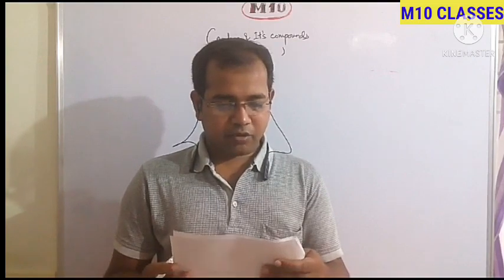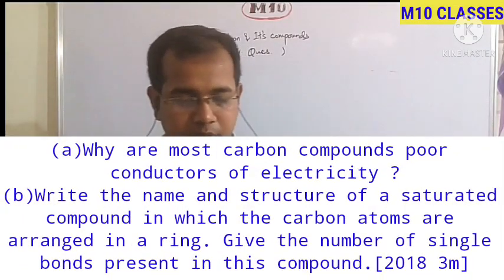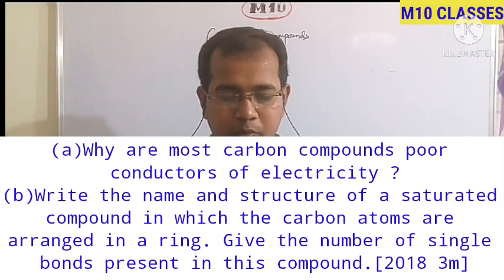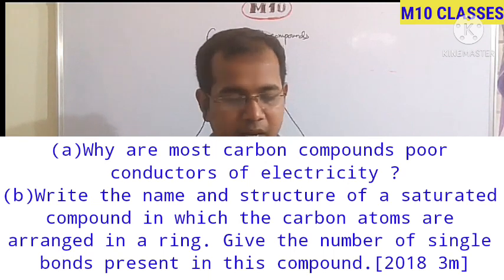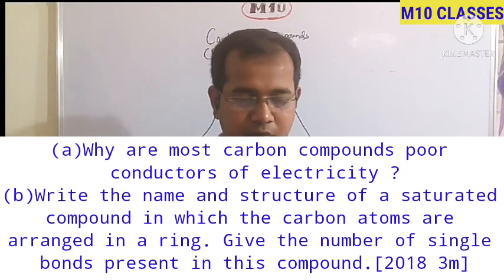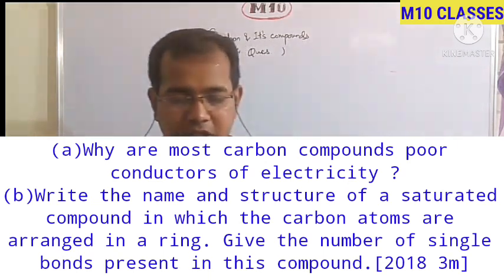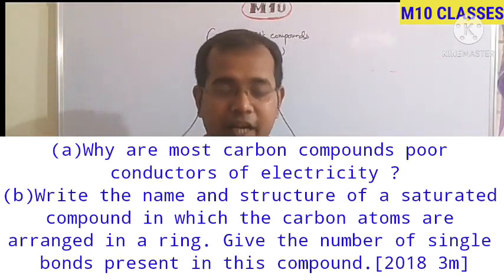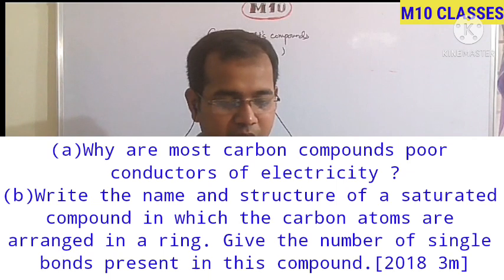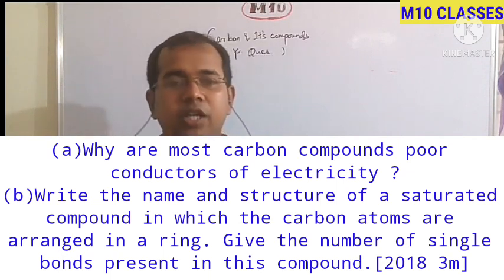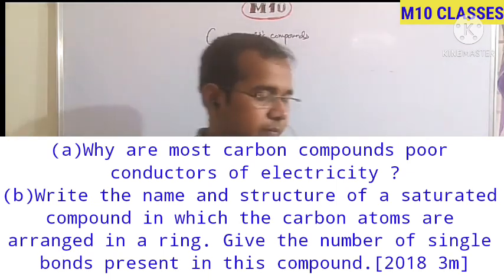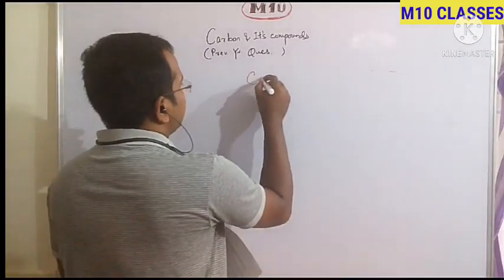Let us see the next question. Why are most of the carbon compounds poor conductors of electricity? Write the name and structure of a saturated compound in which carbon atoms are arranged in a ring. Give the number of single bonds present in this compound. That was a question in 2018. First of all, covalent compounds.